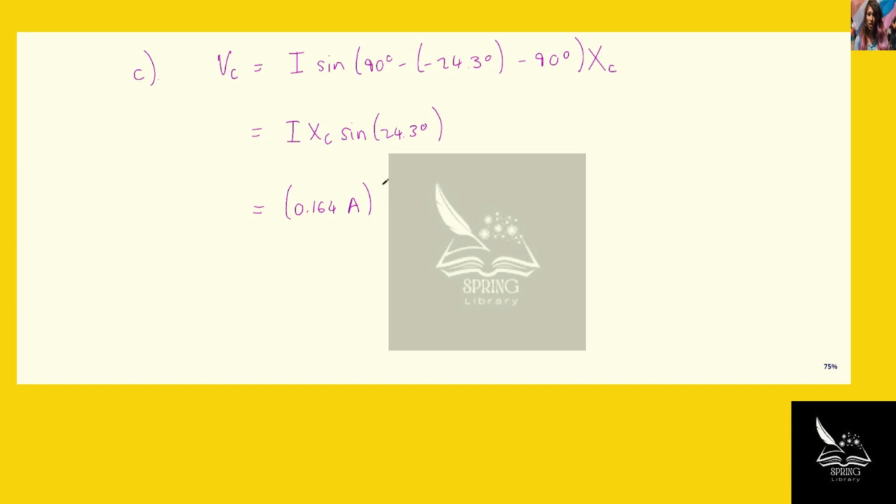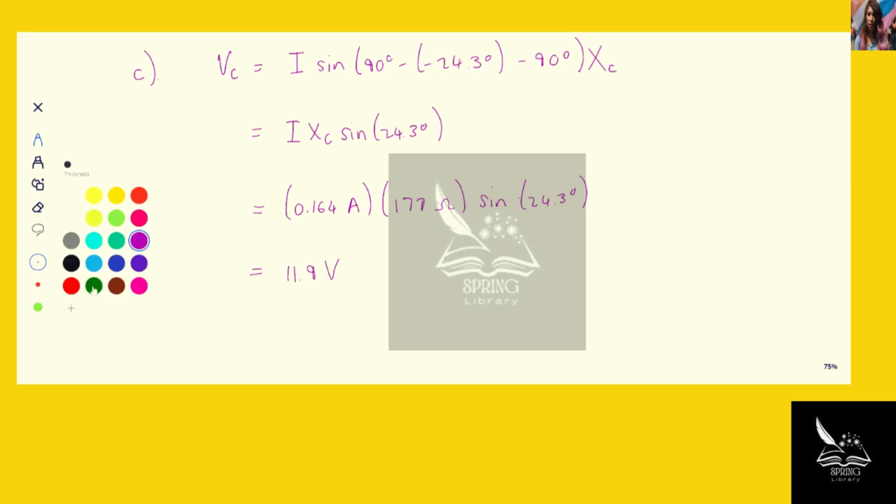And so if we substitute our values in, this is 0.164 amperes times reactance 177 ohms times the sine of 24.3 degrees. And so we get the voltage across the capacitor to be 11.9 volts.